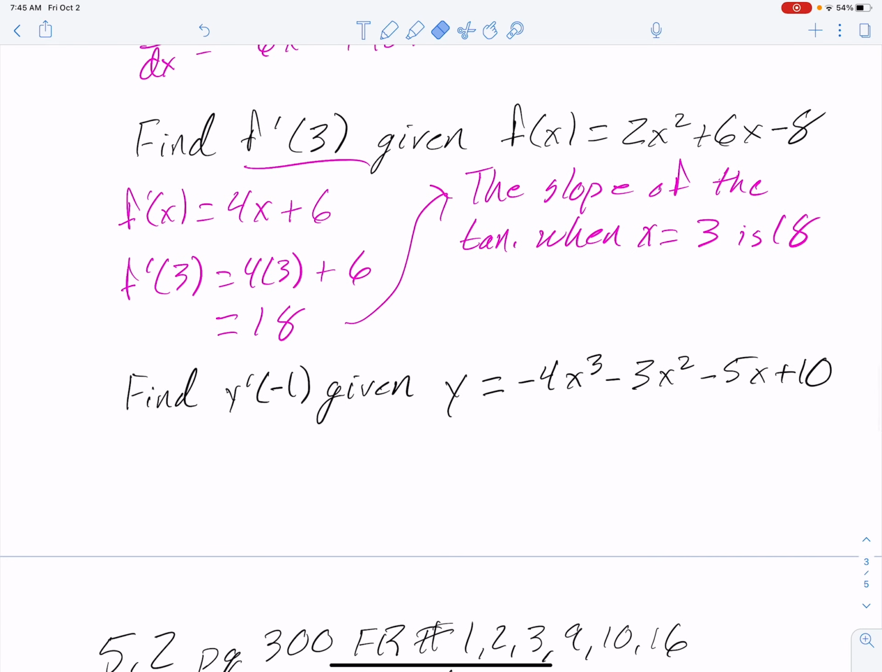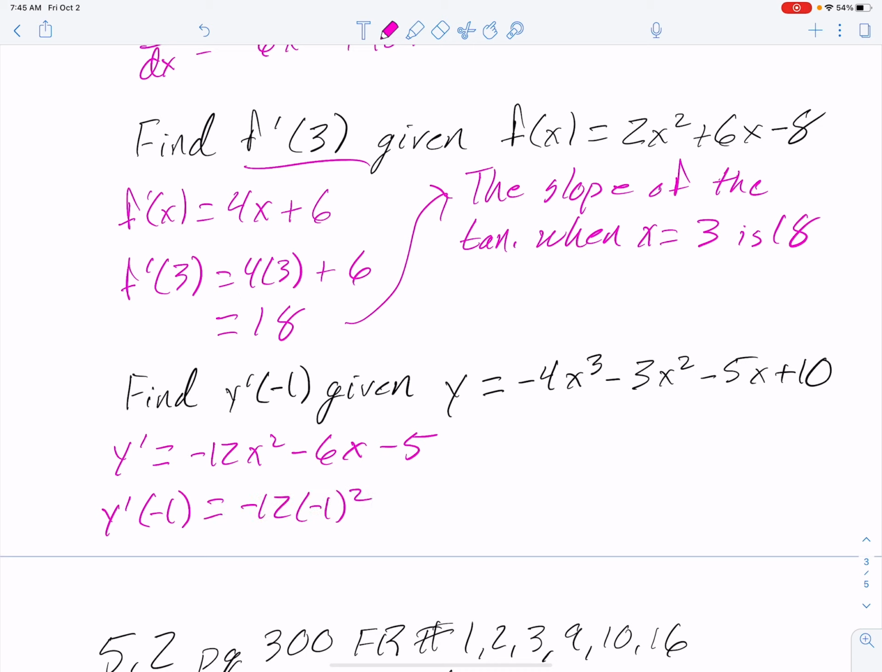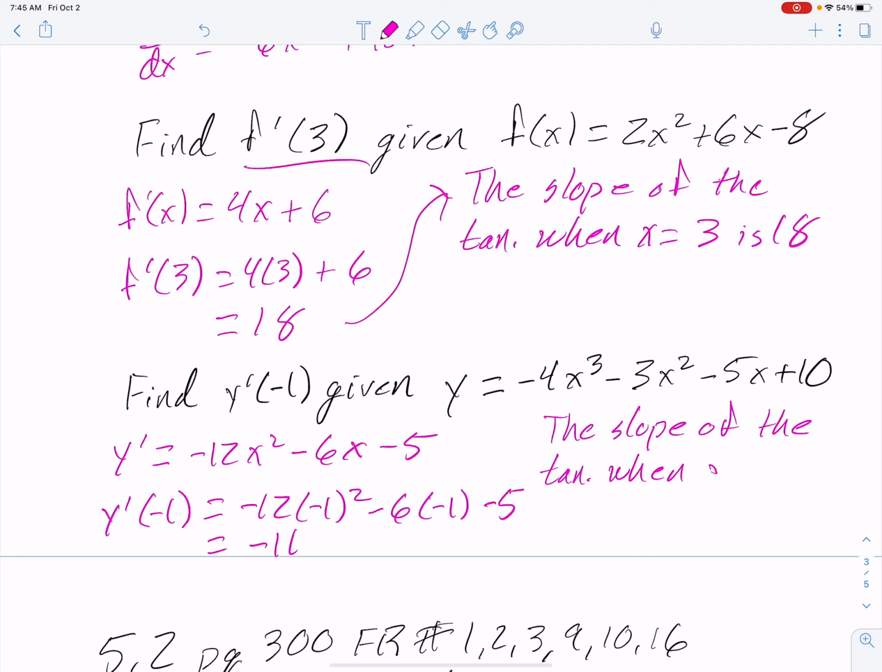And similarly, we're not going to see anything different in this last one. I'm going to use my power rule. So I've got negative 12x squared minus 6x minus 5. I'm going to substitute in my negative 1. I'll end up with negative 12 plus 6 is negative 6. Negative 6 minus 5, negative 11. And so, like that last one, I'd be able to say the slope of the tangent when x equals negative 1 is negative 11.